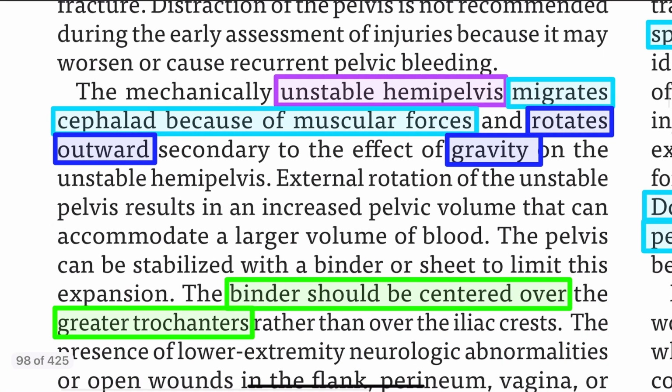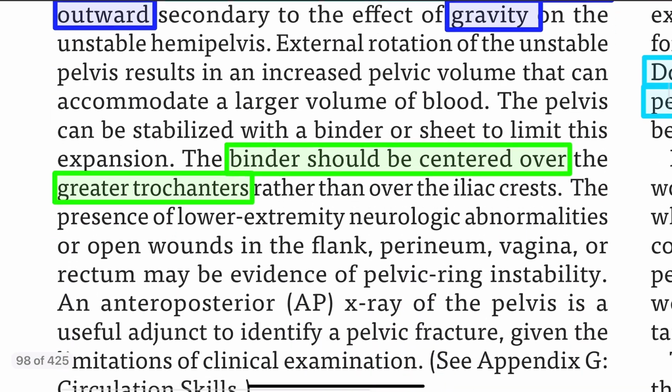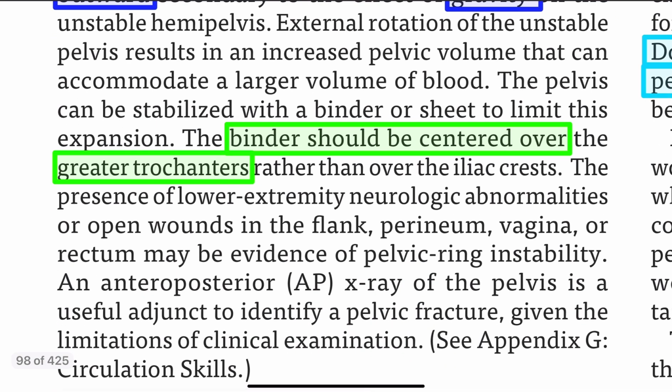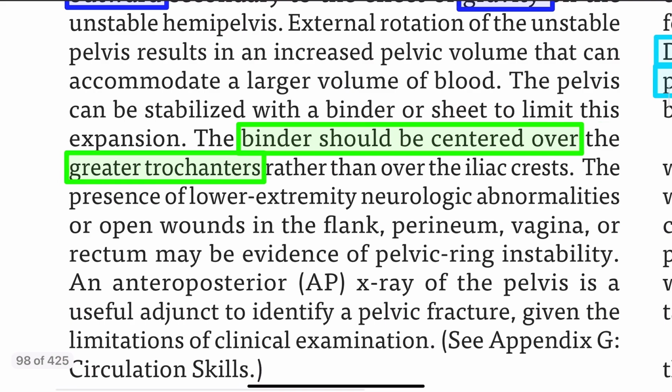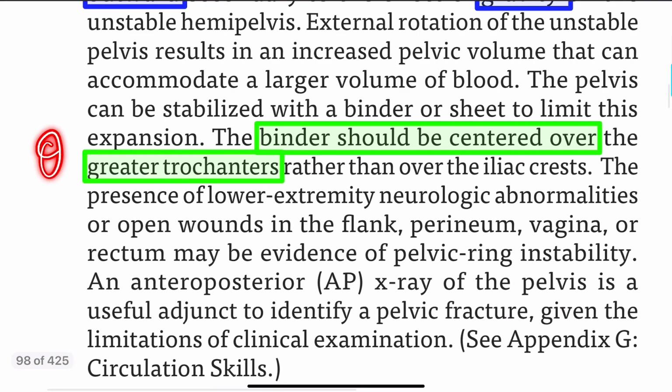If there is an unstable hemipelvis, it migrates cephalad because of muscular force and rotates outward because of gravity. They may ask, in unstable hemipelvis, what is the direction of migration? Cephalad and outward. And the pelvic binder should be applied over the greater trochanter. This is asked a thousand times. So the pelvic binder should be applied at the level of the greater trochanter. Okay, GT.